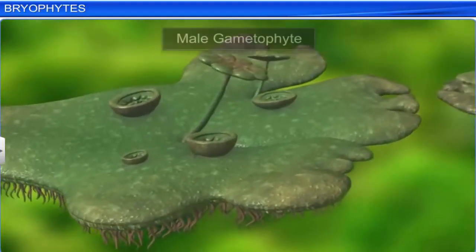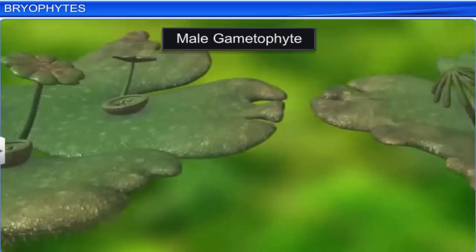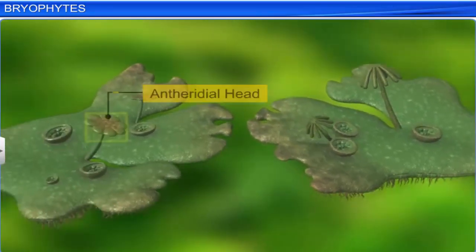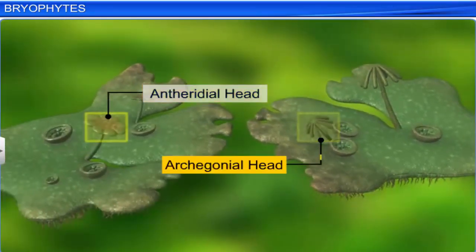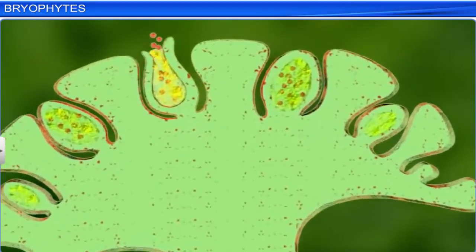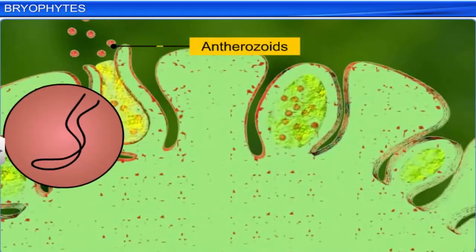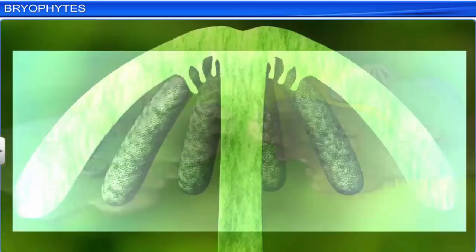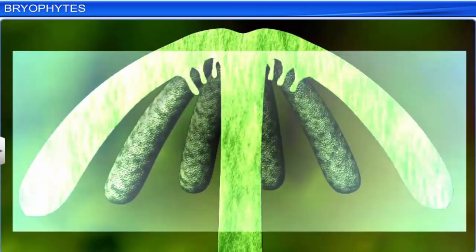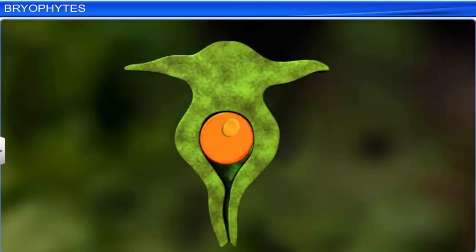The plant body has both male and female gametophytes, which bear the male and female sex organs respectively. The male sex organs are called the antheridia, and they produce biflagellate antherozoids. The female sex organs, called the archegonia, are flask-shaped and each produces a single egg.